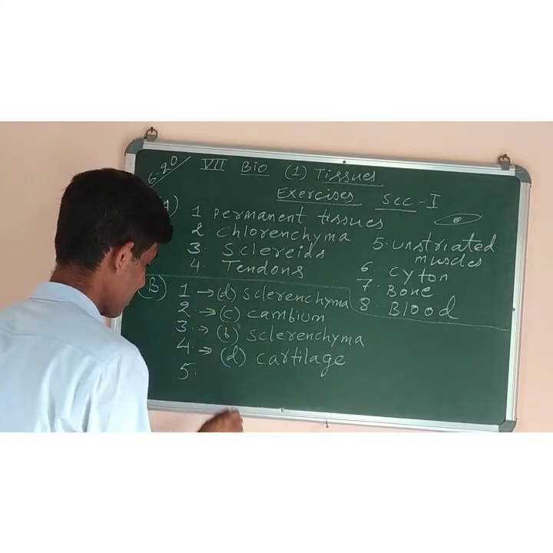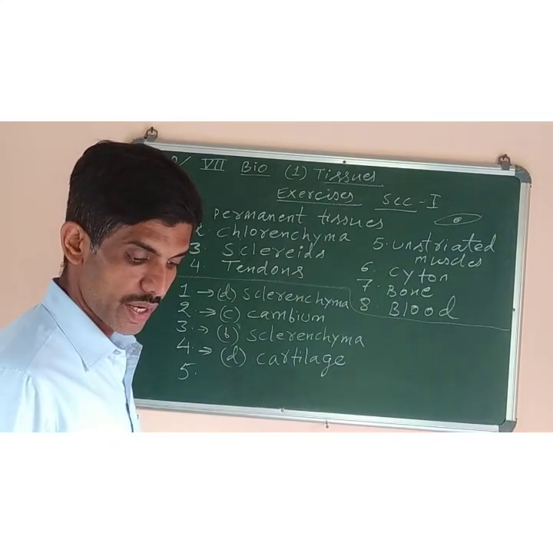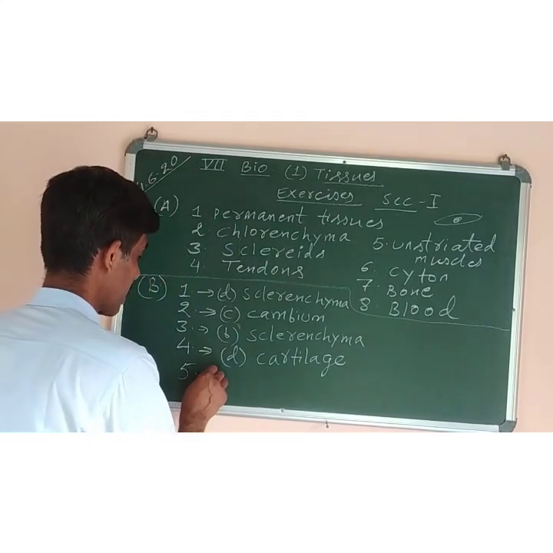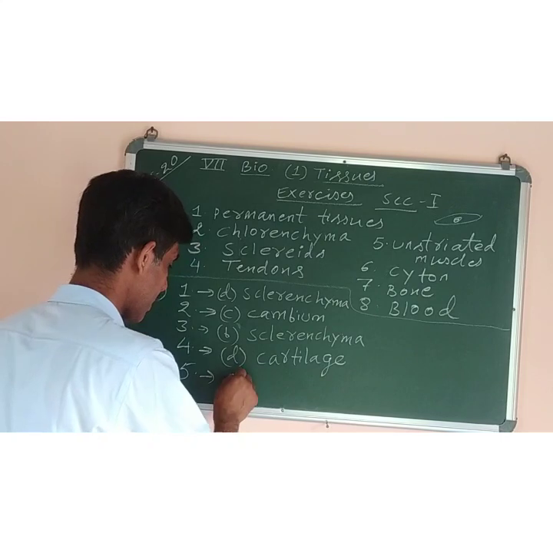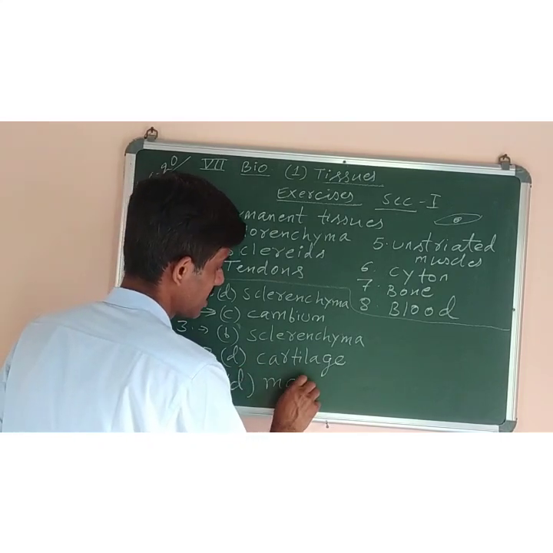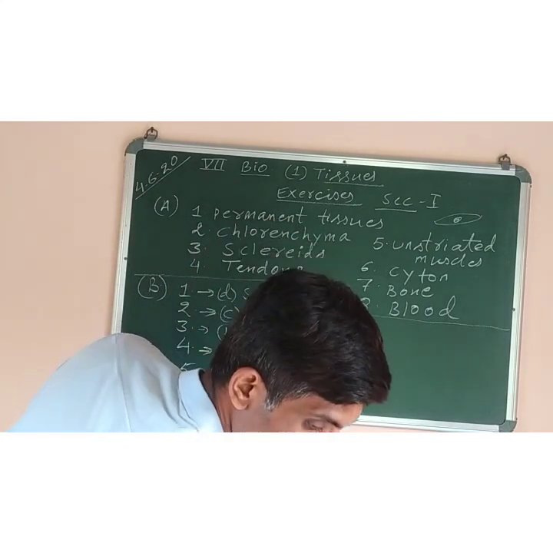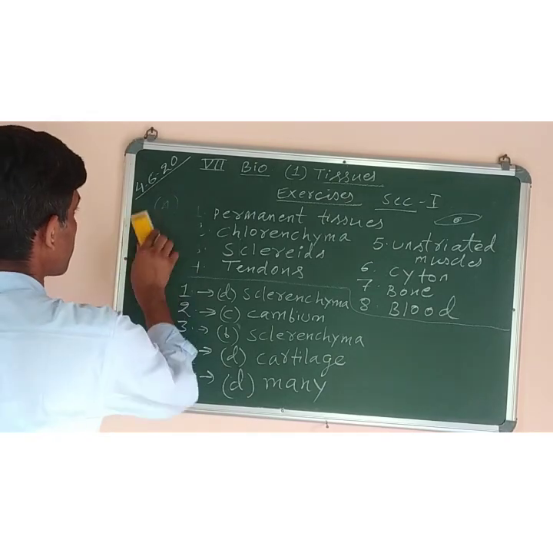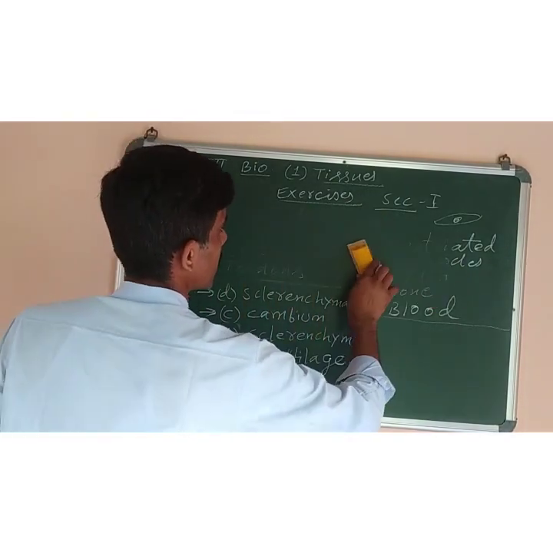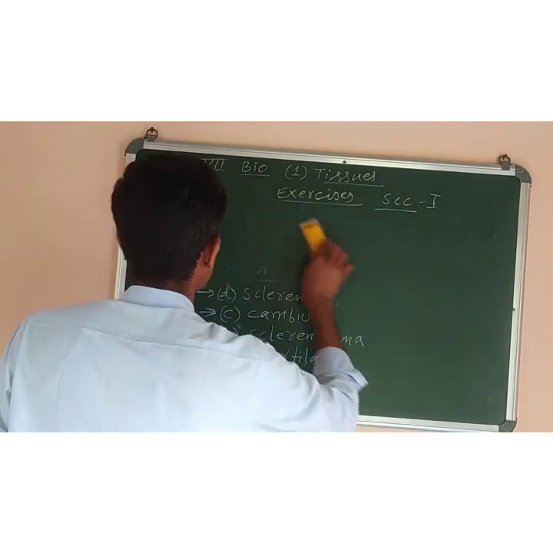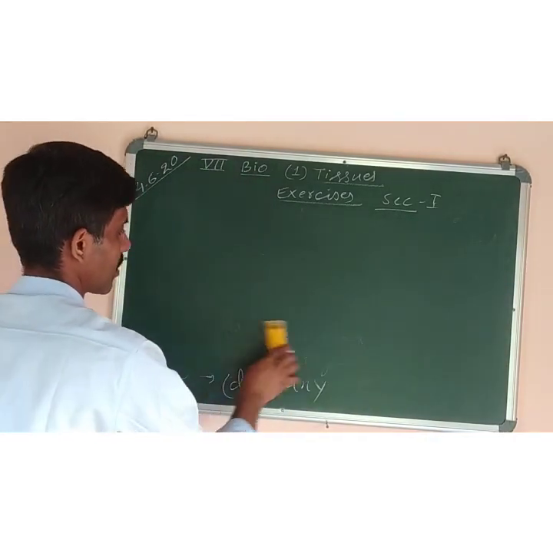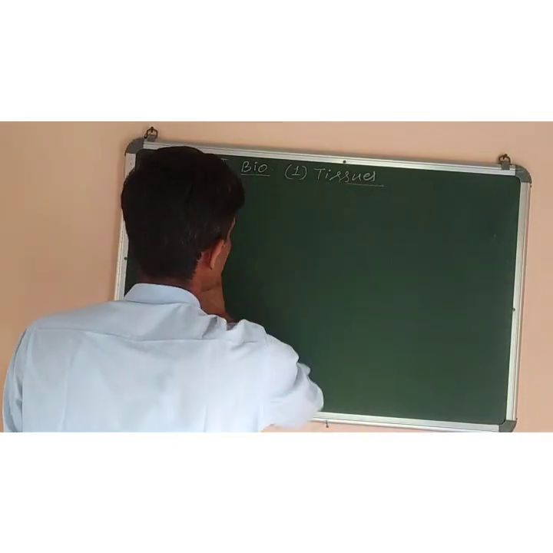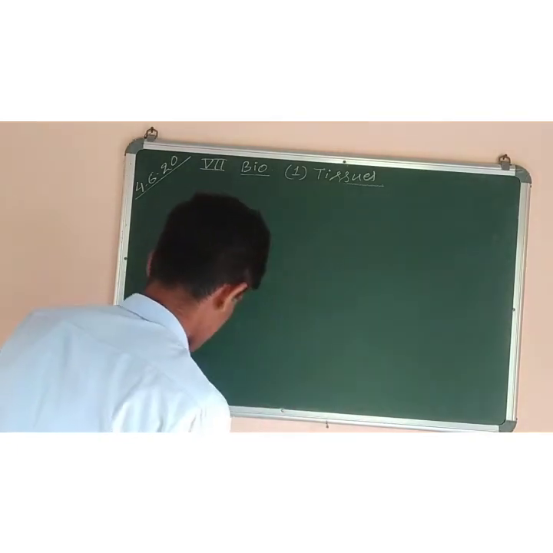And the last one, number 5, striated muscles have dash nuclei. The choices are 1, 2, 3 or many. It was asked in the test, and the correct answer is number D. Many nuclei are present in striated muscles. So question number 1, A and B is complete. Now we have to move on to the next question, that is number C.